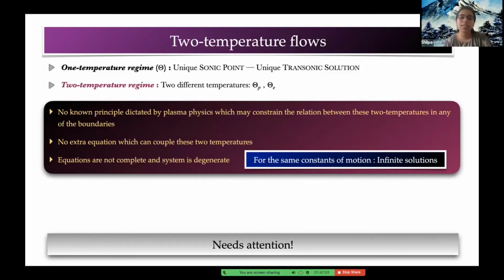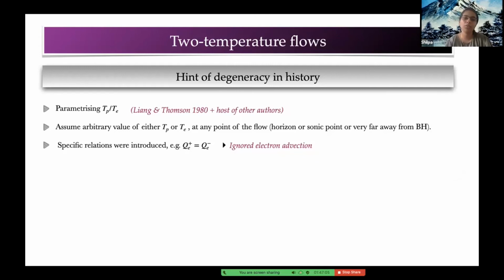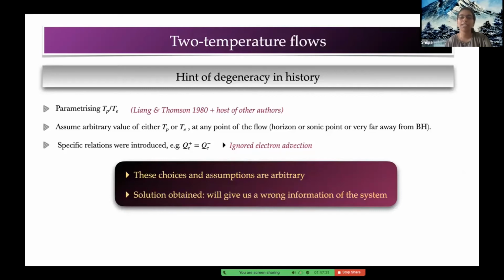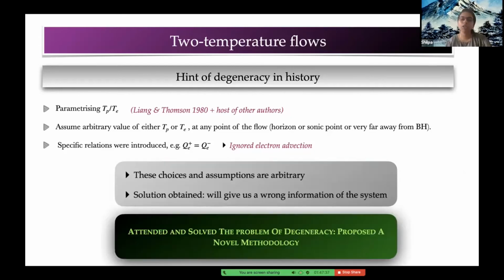This degeneracy has been present from time to time in previous works. They dealt with this degeneracy by parameterizing the proton and electron temperature, or a few works assumed either the proton temperature or the electron temperature at any point of the flow, and even specific relations were introduced so that an extra equation helps to deal with the extra variable. But all these choices were arbitrary, and the solutions obtained can give us wrong information about the system. So we attended to and solved this problem of degeneracy and proposed a novel methodology to remove or constrain this degeneracy.